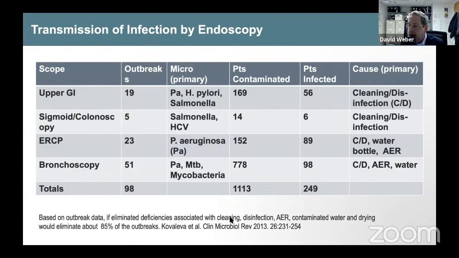Here is a nice study that was published a number of years ago, looking at all the outbreaks: upper GI, sigmoidoscopy, ERCP, bronchoscopy totals. You can see 100 outbreaks, 250 contaminated patients, over 1,000 colonized patients. Up until recently, all of those outbreaks occurred because somebody didn't follow the proper sterilization and disinfection procedures: didn't clean properly, didn't put the chemicals in properly, didn't have the right concentration or the right time, or contaminated the scopes after the disinfection cycle. You can see for bronchoscopes, it's usually Pseudomonas and mycobacteria. For GI, it's often Salmonella, H. pylori, and Pseudomonas.